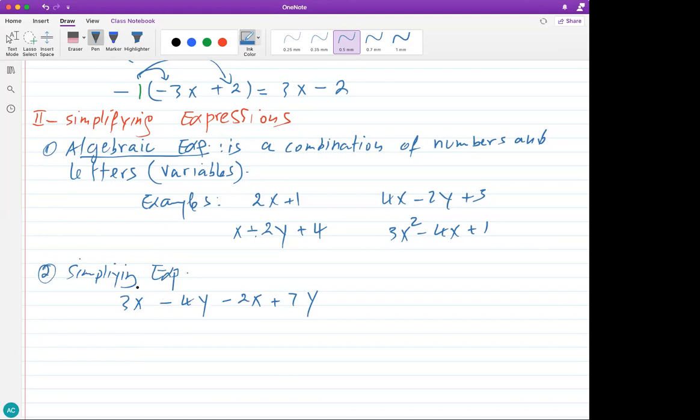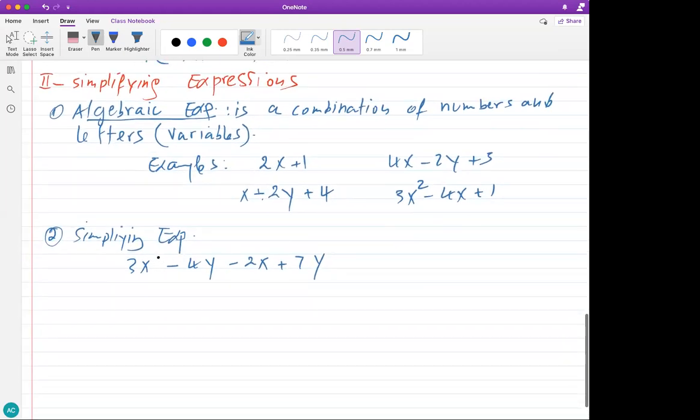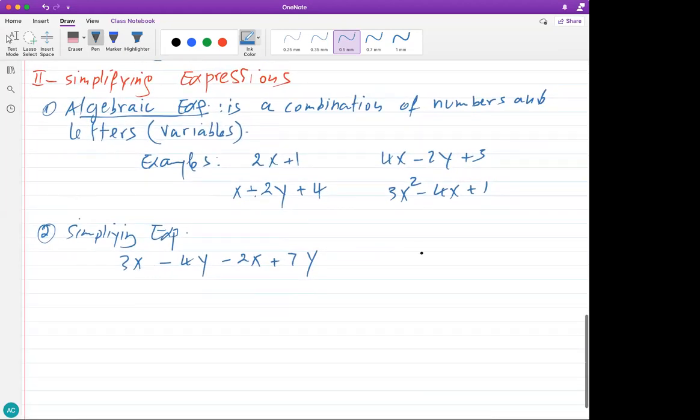So basically we have an expression here with 1, 2, 3, 4 terms. We're going to see if we can make this expression smaller by combining what we call like terms. The term is this, this, or this. So for example, this is a term here. Each term has the number in front of the x that's multiplied by the variable, which is called the coefficient.